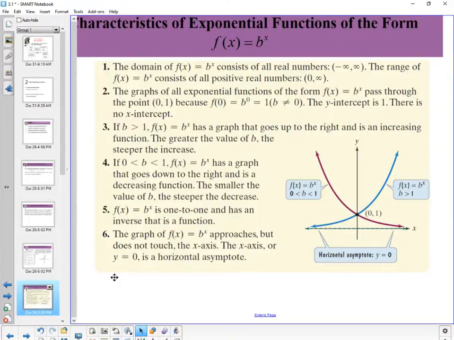So if you started off with 5 things or whatever, even if you take 5 to the 0 power, what's anything to the 0 power? 1. And therefore they should always cross (0, 1).